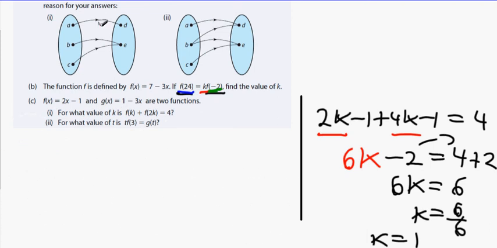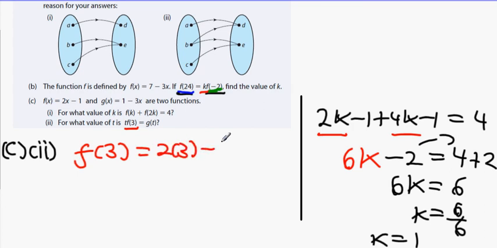Alright, part C. Part 2. For what value of t is t times f of 3 equal to g of t? Don't let the t distract you. You have to find out what f3 is. f3 is what? 2 times 3 minus 1, which is? Anybody? 5. What does this become now? It becomes 5t. T multiplied by 5 is 5t.